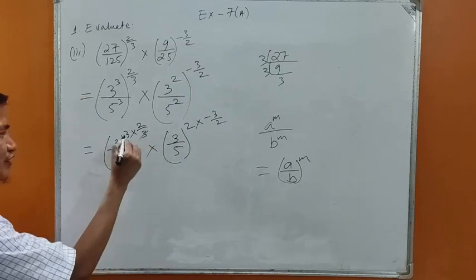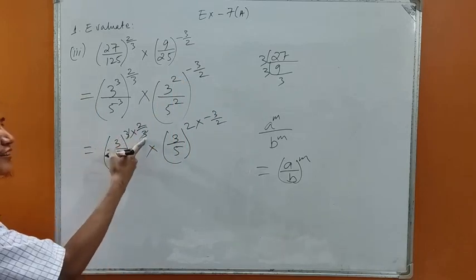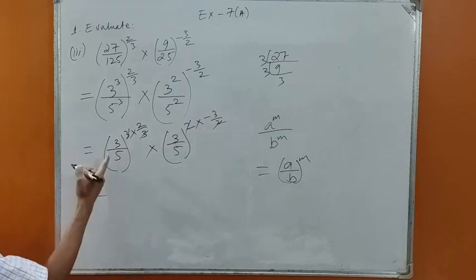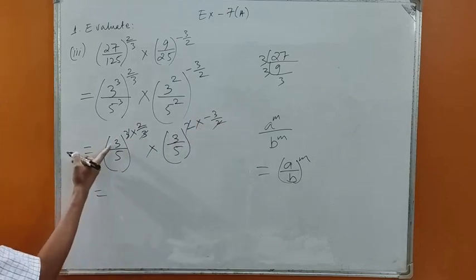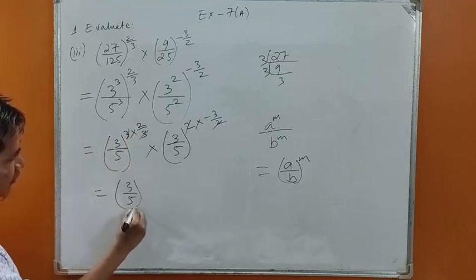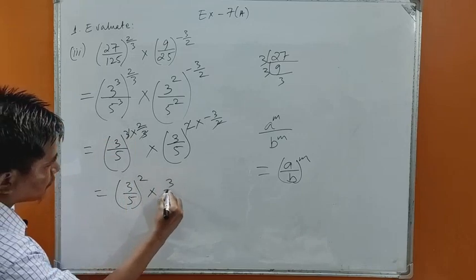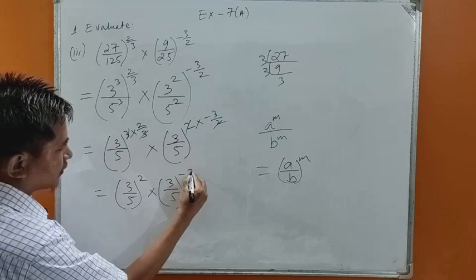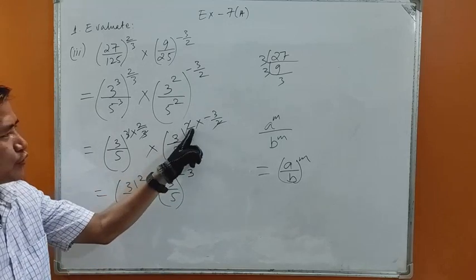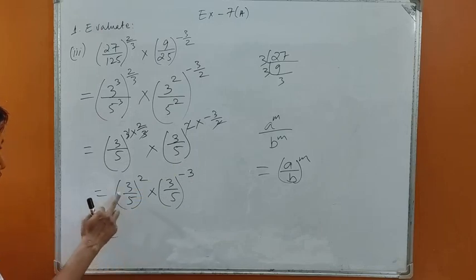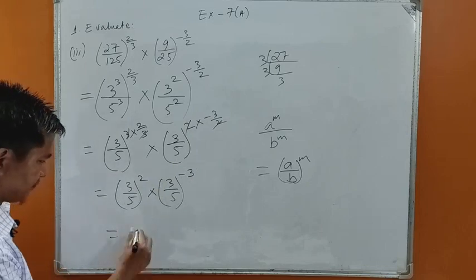So let's cancel this 3 and this 3 because this is in the numerator and this is in the denominator. And same thing goes here. 2 2 cancels out. So here the number is 3 upon 5 whole squared into 3 upon 5 to the power minus 3. 2 2 cancelled out. Minus 3 is left now. Now the bases are same. 3 upon 5, 3 upon 5 bases are same. So the powers should be added.